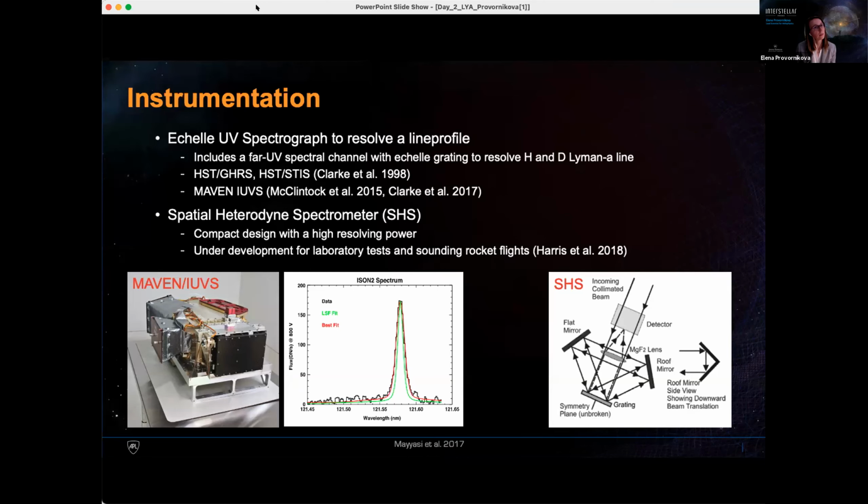Another option is the spatial heterodyne spectrometer. This is a promising instrument solution with a compact design and high resolving power. And this is currently under development for laboratory tests and sounding rocket flights. Next, please.